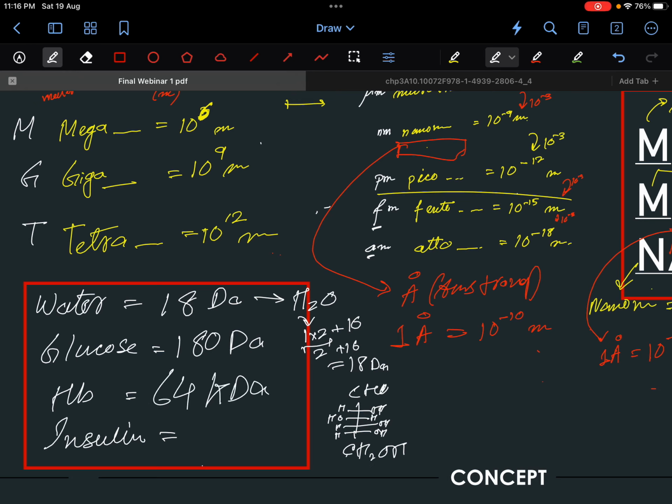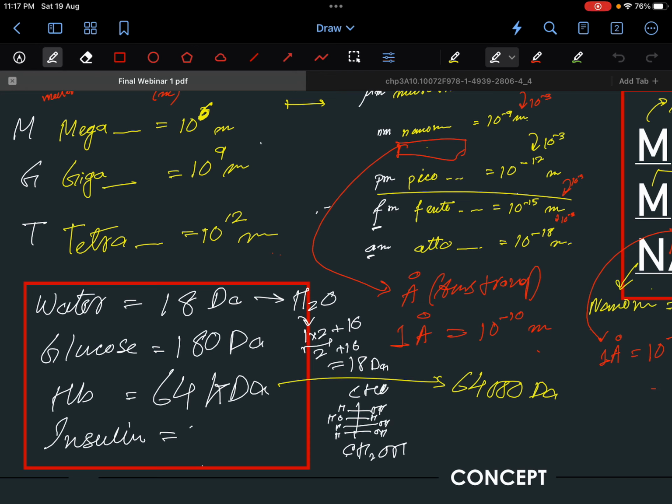Now this is why we need to also remember the bigger units. So kilodalton means 64,000 dalton. Let me write it here. 1 kilodalton is 1000 dalton, so 64 kilodalton is 64,000 dalton. Okay, so what is the molecular weight of insulin?